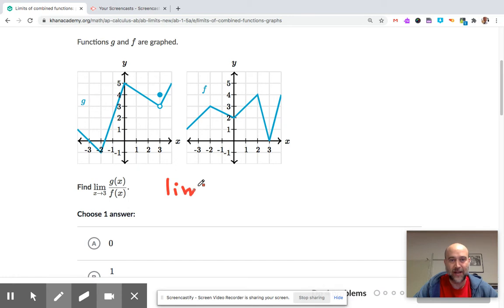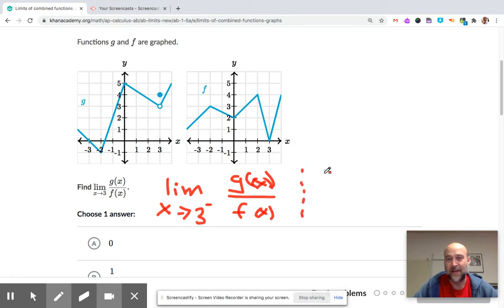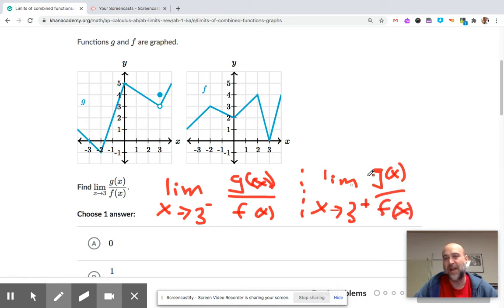So we're looking at the limit as x goes to 3 from the left of g of x over f of x. A lot of parentheses on that one. And we also have to look at it separately, the limit as x goes to 3 from the positive side of g of x over f of x. So you just got to go through the process. The limit applies to both of them. So let's see, the limit from the left.